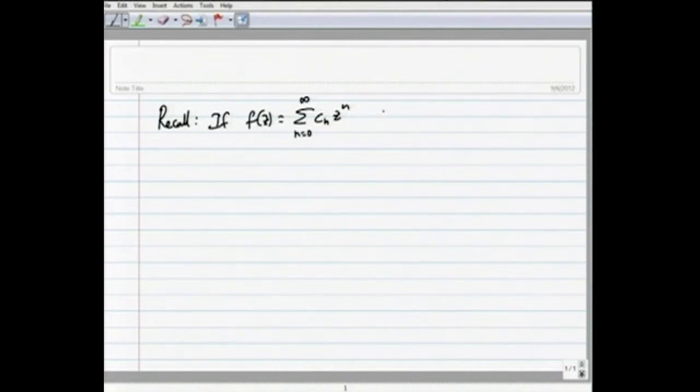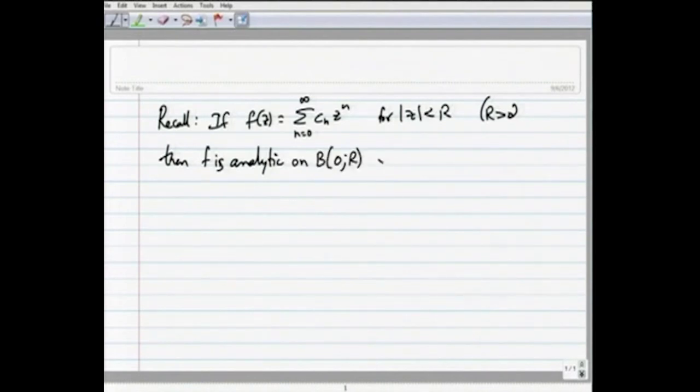then for mod z strictly less than r, here we will assume r is strictly positive, then we saw that f is analytic on B(0, r). And f prime of z has the form, n equals 1 through infinity, I apologize, n c n z power n minus 1, for mod z less than r.